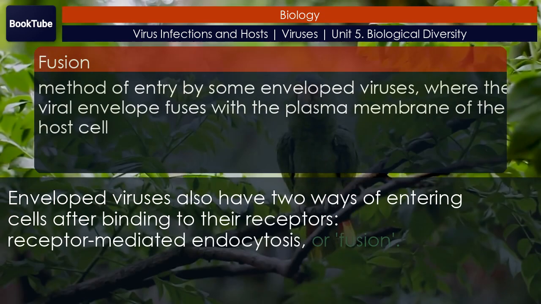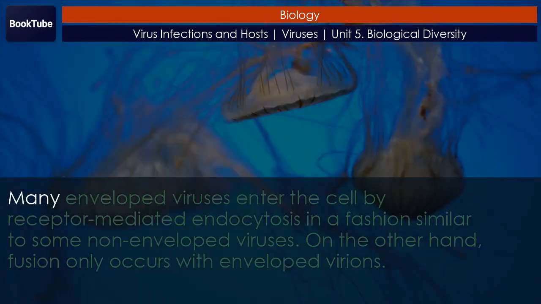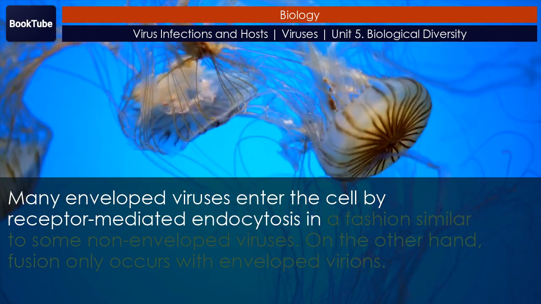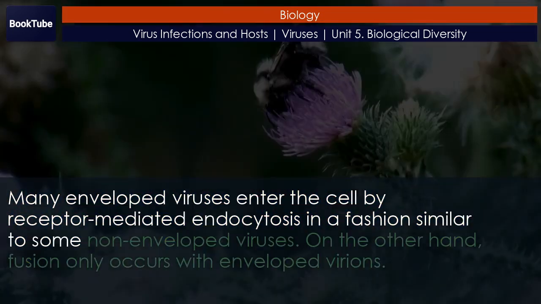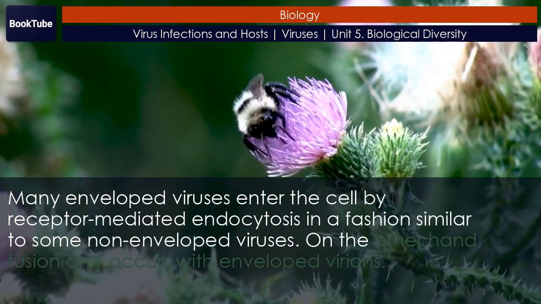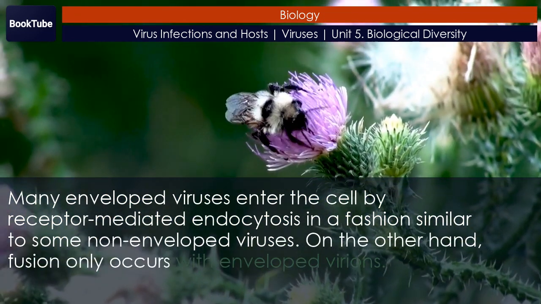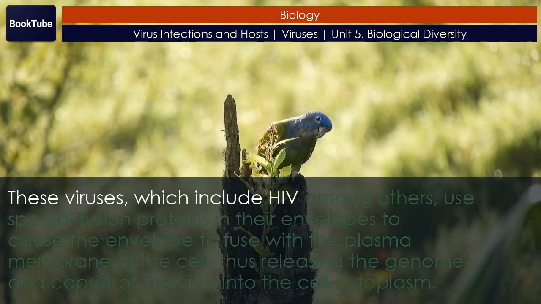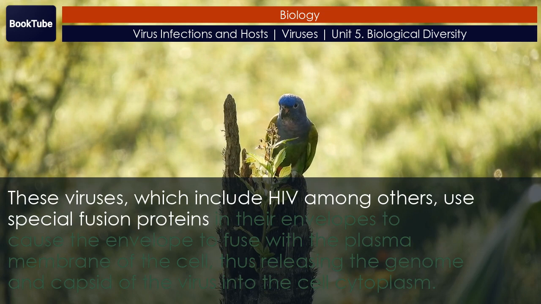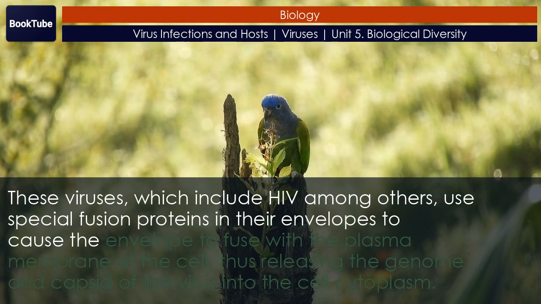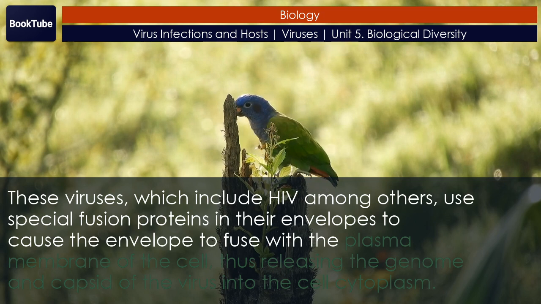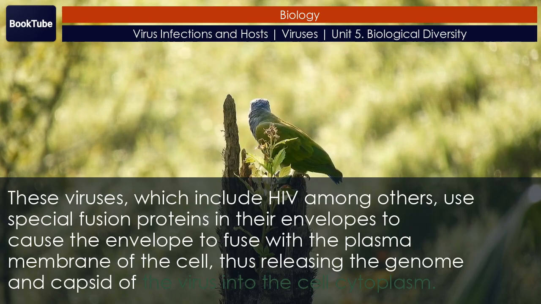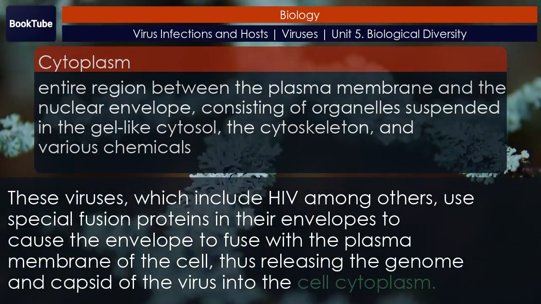Enveloped viruses also have two ways of entering cells after binding to their receptors: receptor-mediated endocytosis, or fusion. Many enveloped viruses enter the cell by receptor-mediated endocytosis in a fashion similar to some non-enveloped viruses. On the other hand, fusion only occurs with enveloped virions. These viruses, which include HIV among others, use special fusion proteins in their envelopes to cause the envelope to fuse with the plasma membrane of the cell, thus releasing the genome and capsid of the virus into the cell cytoplasm.